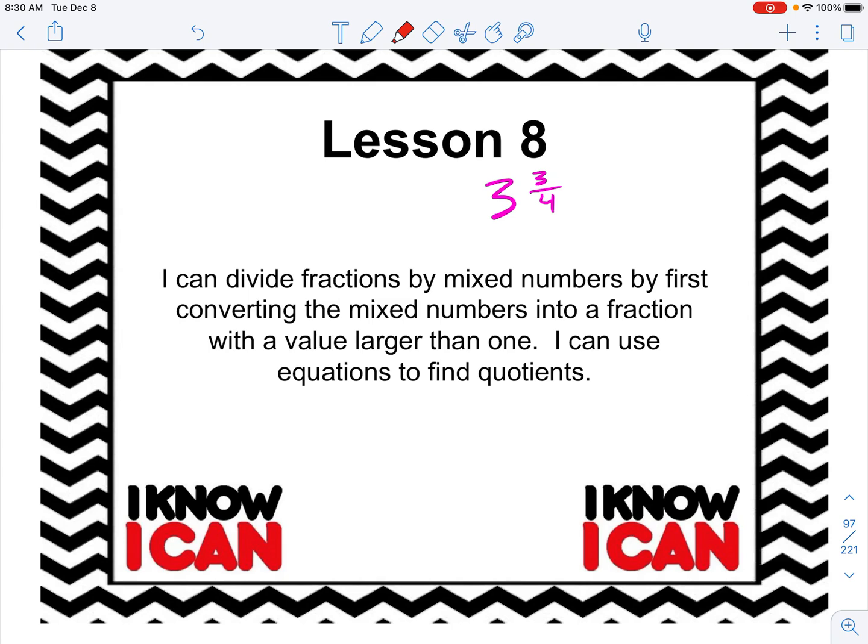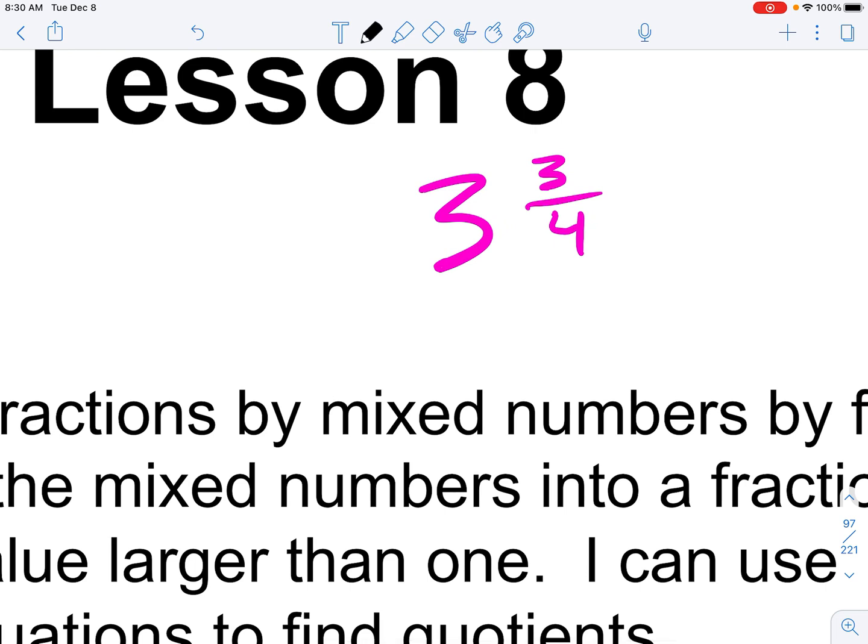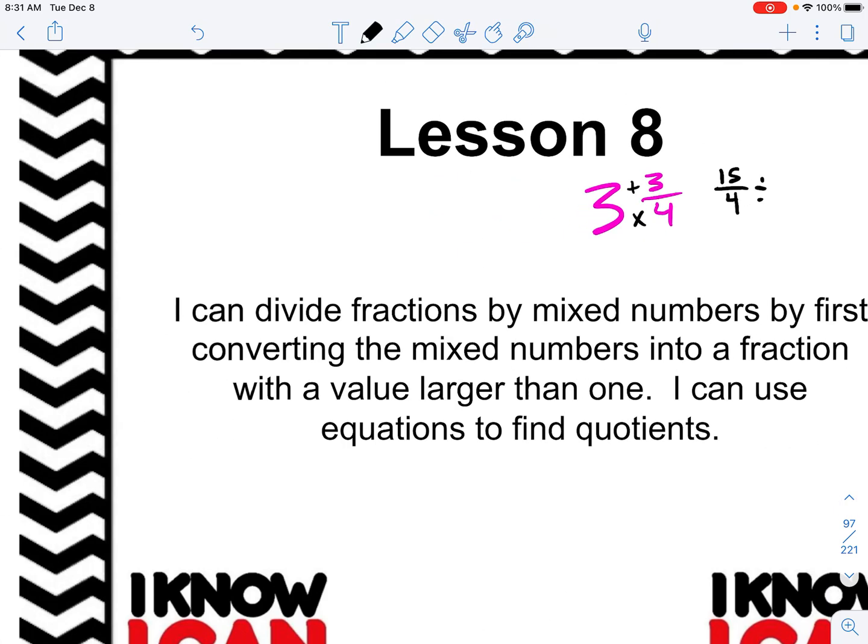How we do this, and here is the rule: you multiply the denominator by the whole number, and then you add the numerator, and you put that all over the denominator. So 4 times 3 is 12, plus 3 is 15. We're going to put that over 4. So 3 3/4 is equal to 15 over 4. And then you can continue with whatever division problem that you have.